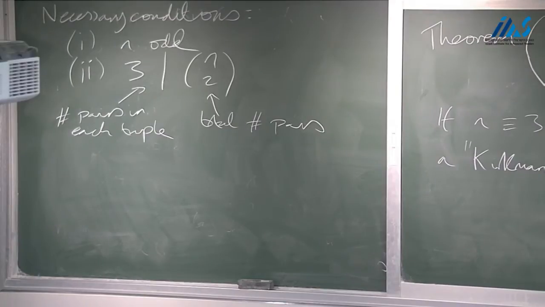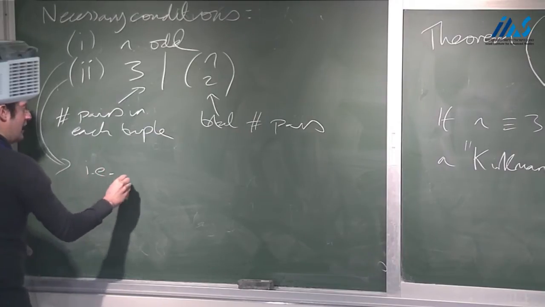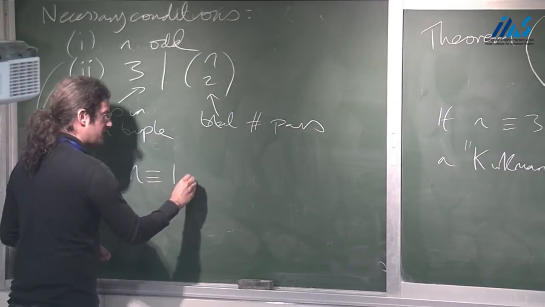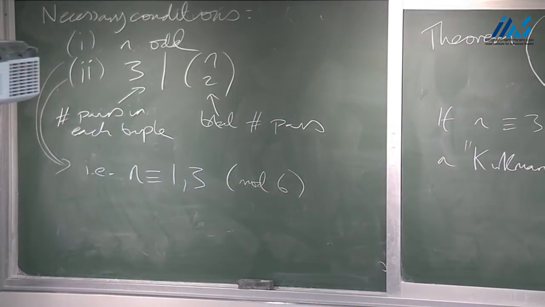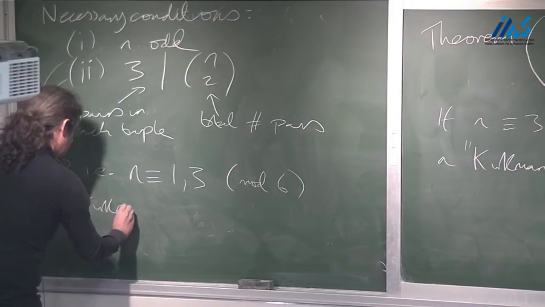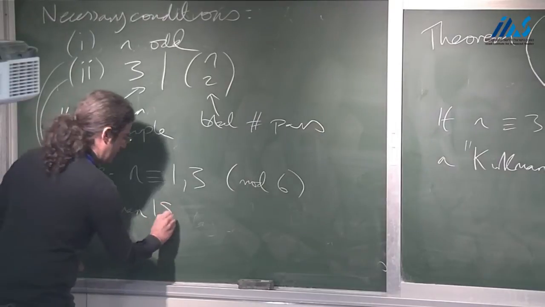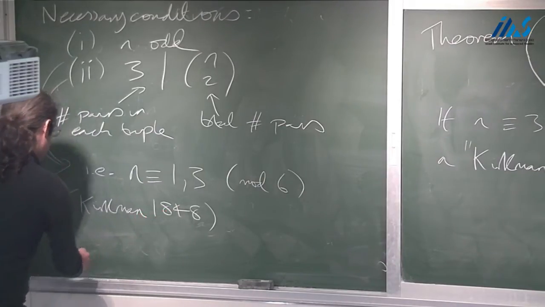Okay, so we can rewrite these conditions. Now it's another possibility that n is congruent to 1 mod 6. So n is 1 or 3 mod 6. It's Kirkman who studied this problem and showed that these conditions are sufficient. This is from 1848, so this is even before he considered the problem about arranging them so that every day they all walk together. At first he was interested in the problem of just choosing the triples. So his theorem is yes.